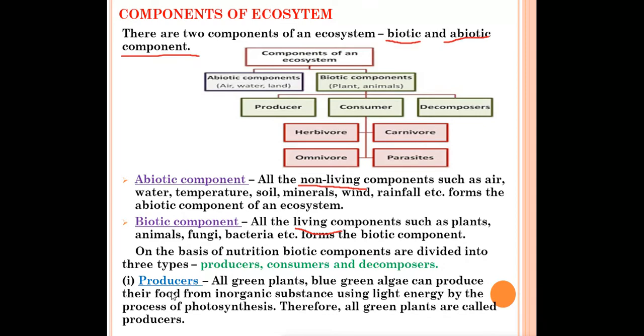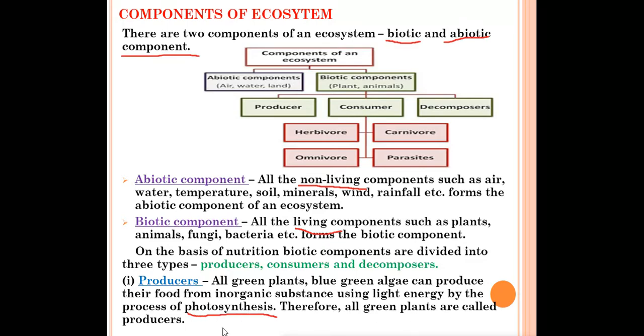First, what are producers? All the green plants and blue-green algae can produce their own food by which process? With the help of photosynthesis, by using inorganic substances like carbon dioxide and chlorophyll. In the presence of sunlight, they make the food by the process of photosynthesis. From your junior classes, you know that green plants can make their own food by photosynthesis. So all the green plants along with the blue-green algae can make their own food by this process.